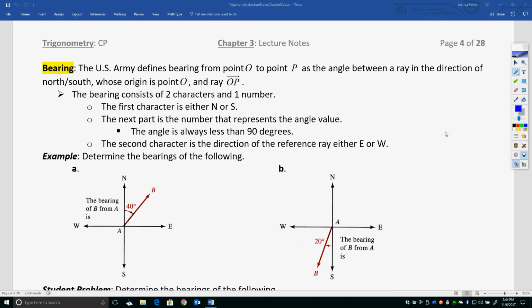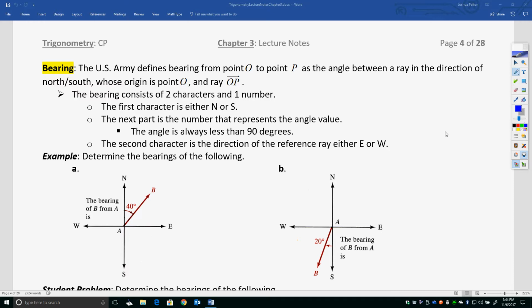Bearing is used by the U.S. Army in this country, which is defined by a point O to a point P as the angle between the ray in the direction of north-south, whose origin is point O, and ray OP. The bearing consists of two characteristics in one number. The first characteristic is the north-south characteristic, followed by the angle, which is acute, and the second characteristic is the direction, which is the east-west.